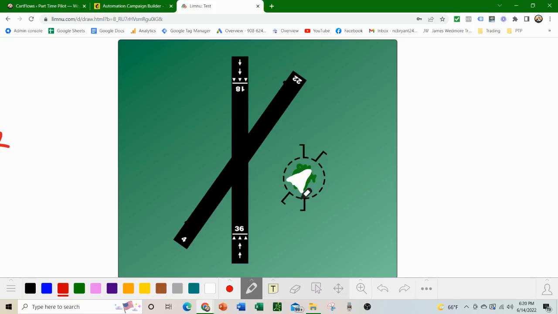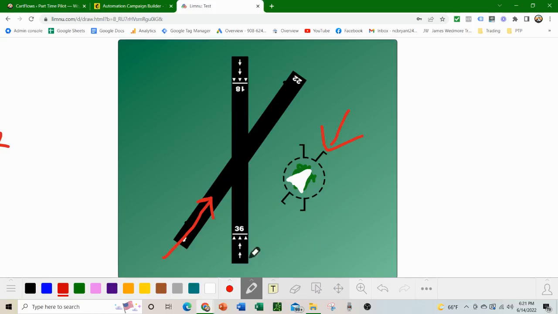All right, so everyone's saying right 4. So yep, that is correct. The wind triangle is pointing to the northeast, and wind triangles point to the direction the wind is coming from. So the wind is coming from the northeast. If the wind is coming from the northeast and we want a headwind landing, we want to land on runway 4.